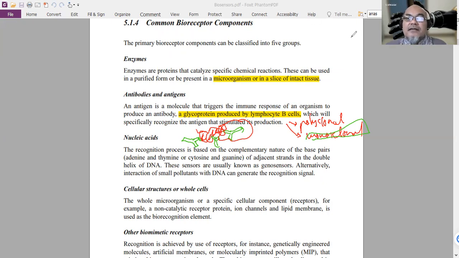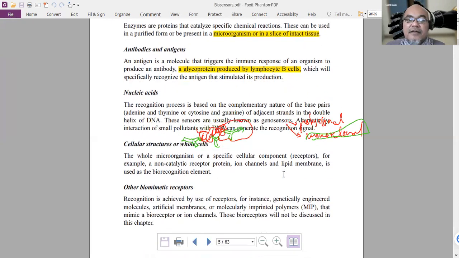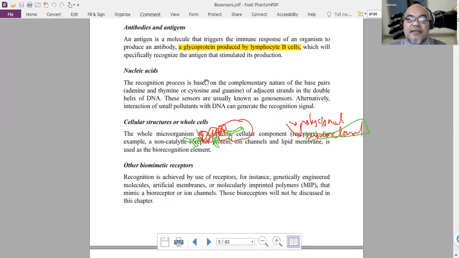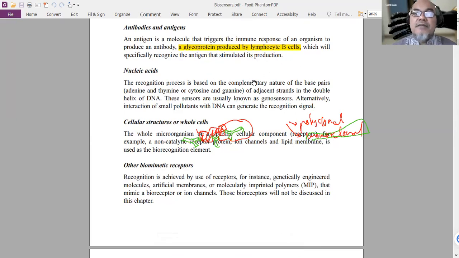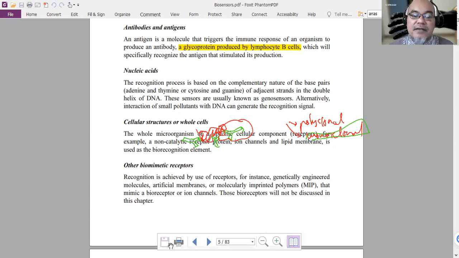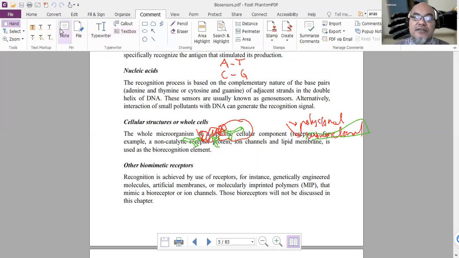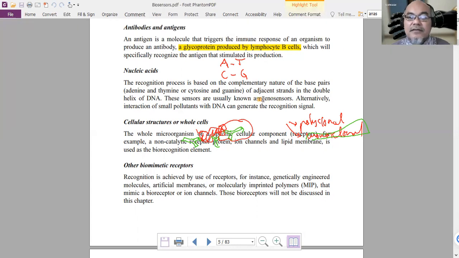Okay. Then further, the third one is nucleic acids. This is the recognition process which is based on the complementary nature of the base pair. Adenine, thymine, and cytosine and guanine. So adenine will bind with thymine and cytosine will bind with guanine in the DNA, in the double helix of DNA. And the sensors are also usually called as the genosensor.